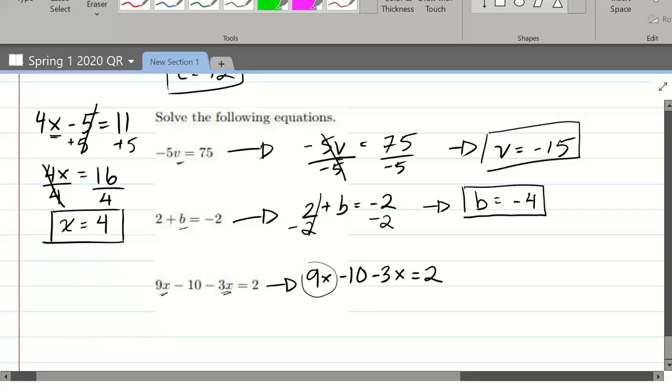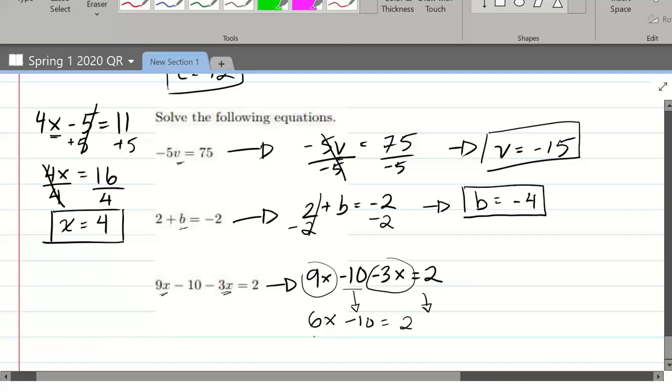We have 9x and we have minus 3x, so they combine to give us 6x, right? 9 minus 3 gives us 6. Nothing changes with this 10, so we just leave it as a minus 10. Nothing changes with this 2, so we leave it as a 2. So now here's our simplified equation, right? It's the same thing, but we just combined like terms.